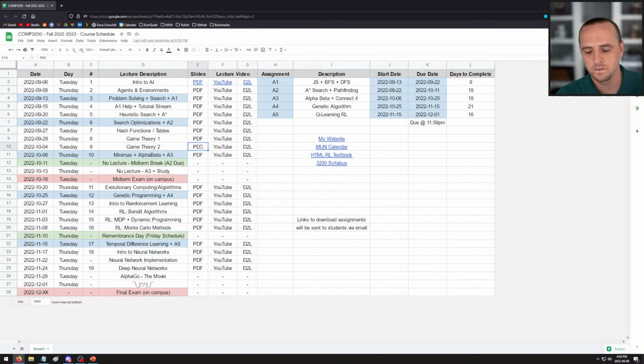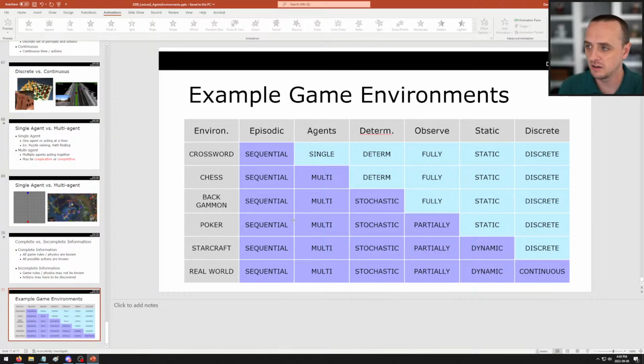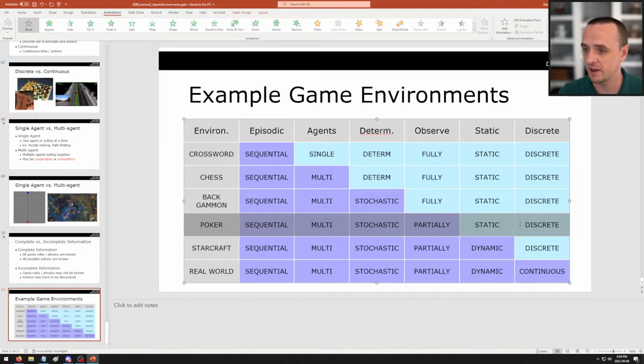And also, not only is this just memorizing for an exam, but these properties are literally what determine the type of algorithm that you can use to solve the problem. So if an employer says, hey, we've got this problem, the first thing you do is write down these properties of that environment or that game or that problem. And then you look up, okay, what type of algorithm can be applied to solve that problem? That's the very first step.